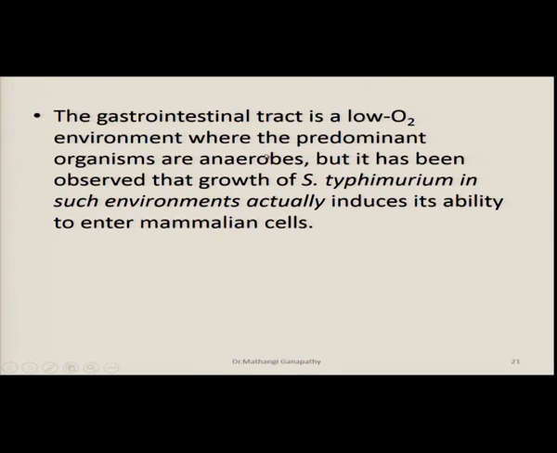The gastrointestinal tract has a low oxygen environment where the predominant organisms are anaerobes. But it has also been shown that in the case of Salmonella typhimurium, growth in a less oxygenated environment actually induces in it the ability to enter mammalian cells. So, that which earlier did not enter a cell, now because of its growth in the low oxygen environment is able to enter a mammalian cell and survive.